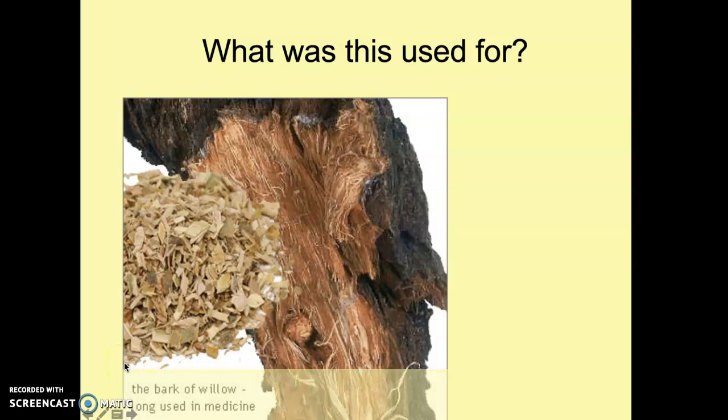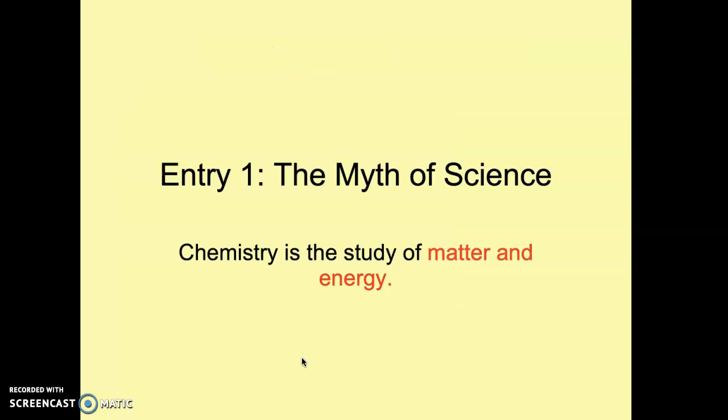but actually what it's used for, this was the bark of a willow tree, used for a long time in medicine, very similarly to aspirin. So as a pain reliever. So in entry one here, we're going to talk about the myth of science.